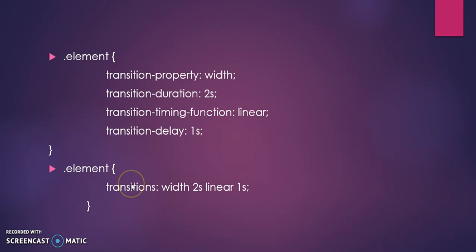This other way is the shorthand syntax way. If you're wanting to save time, I would get in the habit of writing it out this way, but you do need to make sure you have it in the correct order of property, duration, timing function, and then delay. So let's get some coding done.